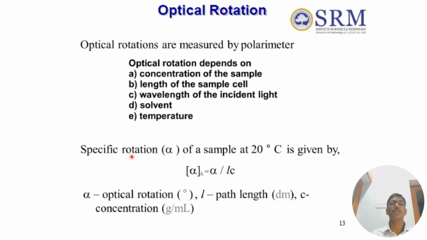From the specific rotation, we can also easily come to know the enantiomeric excess, because once we know the pure sample specific rotation, it is easy to calculate the enantiomeric excess for the other enantiomer.